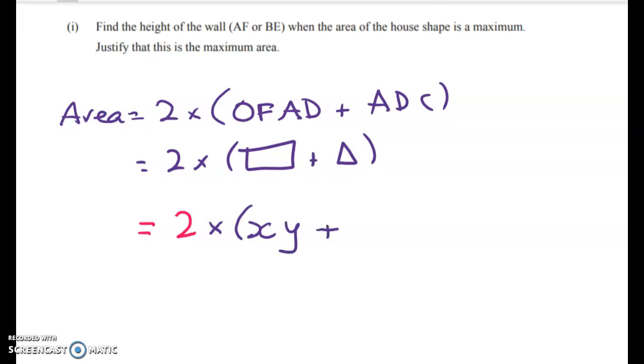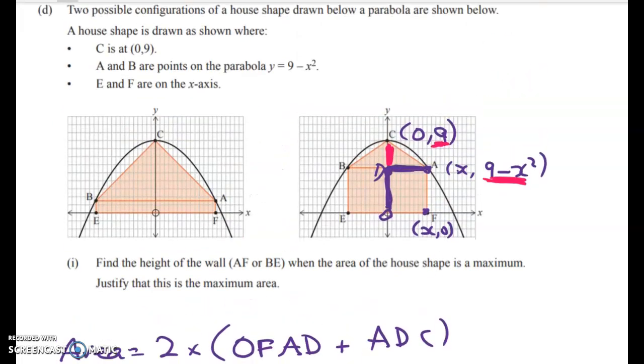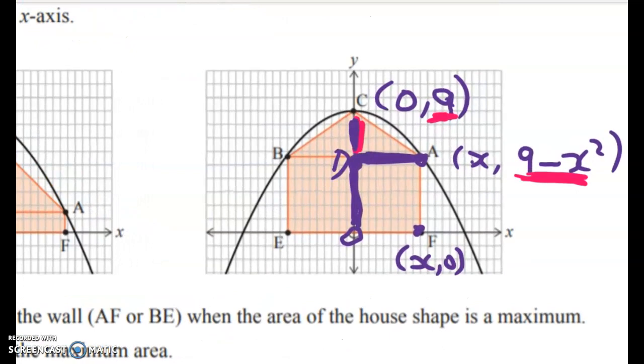And now the area of a triangle with a right angle is half the base times the height. Let's just blow that up a bit. The base here has a width of x, and the height of that triangle goes from 9 to 9 minus x squared.